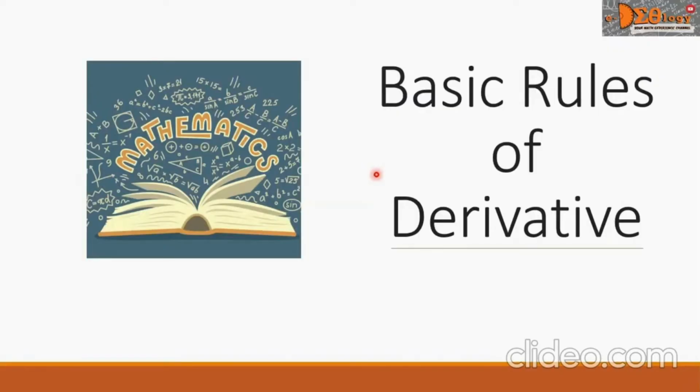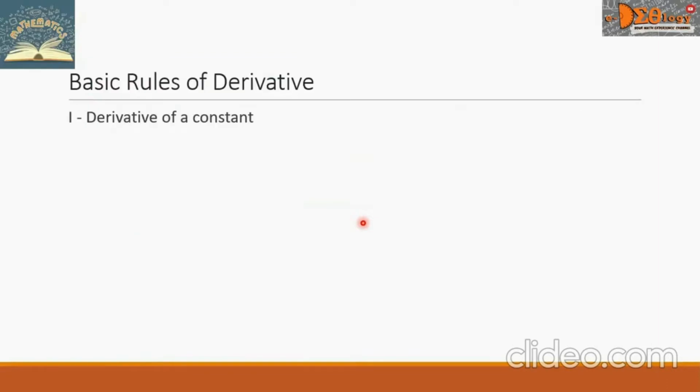Hi everyone. Today we're going to study basic rules of derivative. Let's have the first rule. This is about derivative of a constant. If k is a constant, then d over dx of k equals 0.